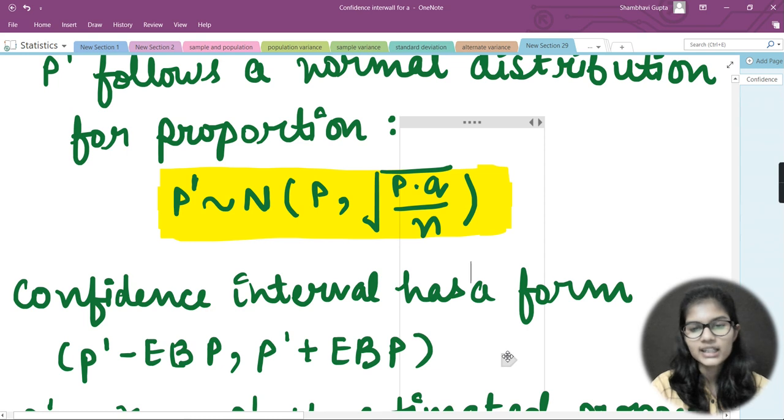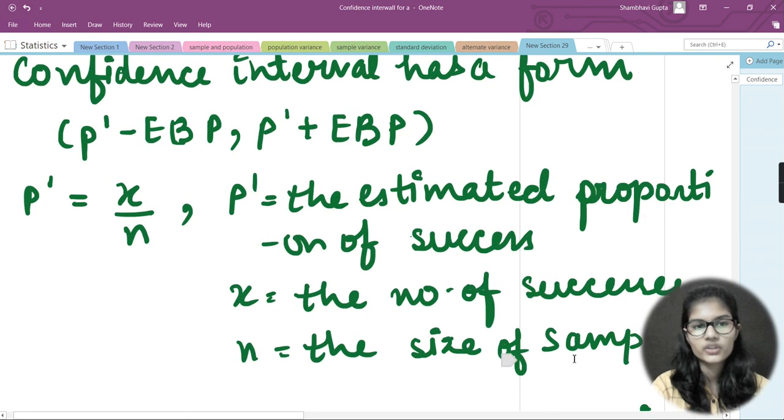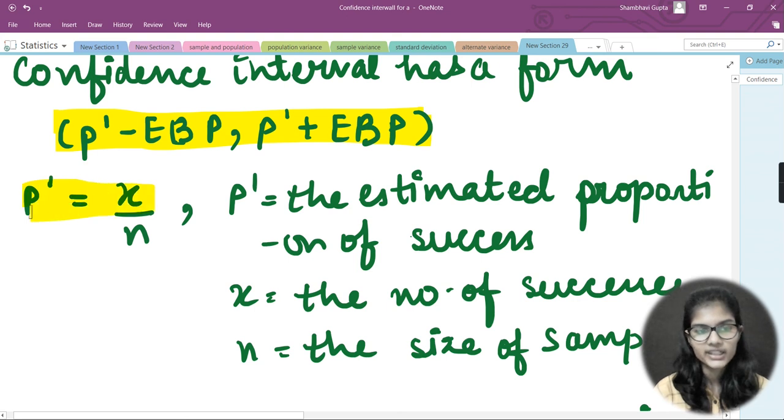Now, what is the form of the confidence interval which we have here? In this we have P dash minus EBP and P dash plus EBP. EBP is my error bound for the proportion, and what is the value for P dash? How will we find that? That is x divided by n. So first deal with P dash: P dash is my estimated proportion of success, x is the number of successes, and n is the size of the sample which we have here.